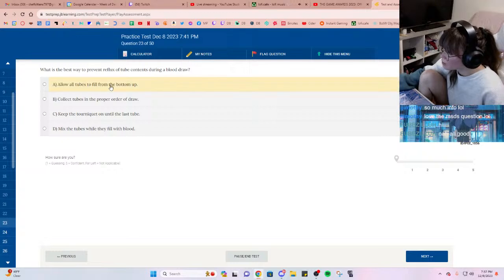Allow the tubes to fill from the bottom up. Collect tubes in the proper order of draw. Keep the tourniquet on until the last tube, or mix the tubes as they fill with blood. I think allow the tubes to fill from the bottom up.